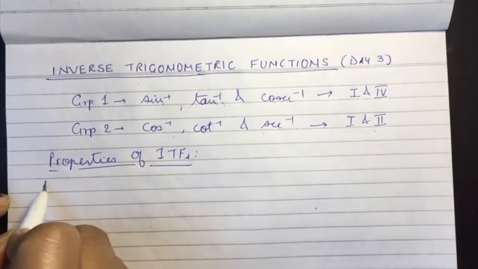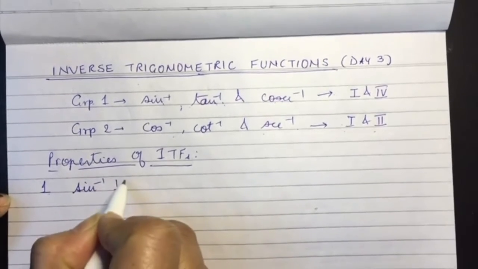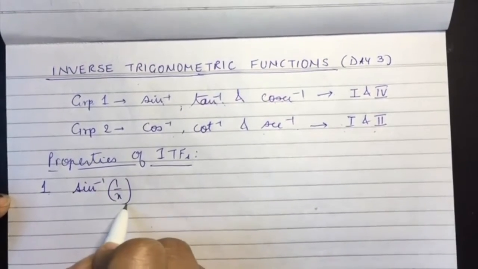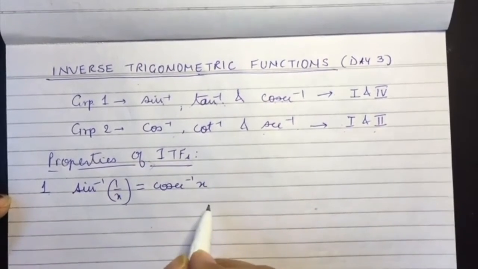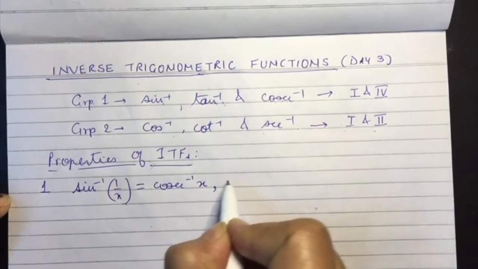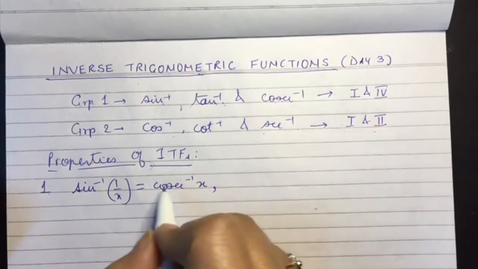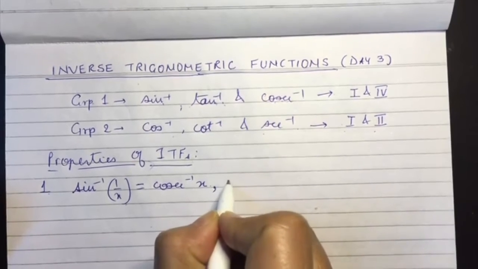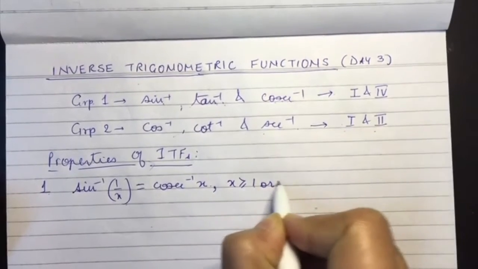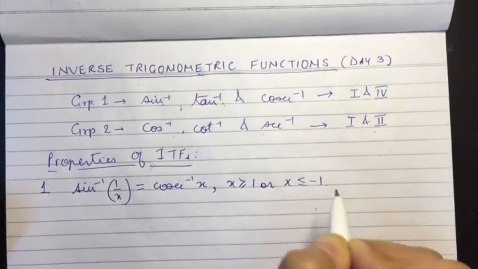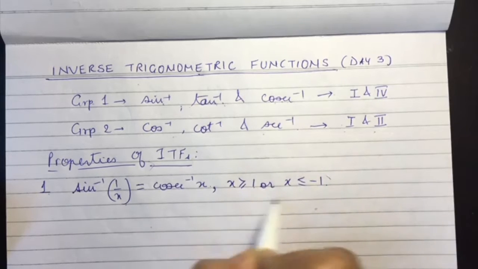Now, the first kind of property is that if you have to find the sine inverse of 1 upon x, it comes out to be cosec inverse x. If you go through page 42 of the book, you will see that after this something like this is written, that is x is greater than 1 or x is less than or equal to -1. Now, what does this mean? Why is this constraint given to us?